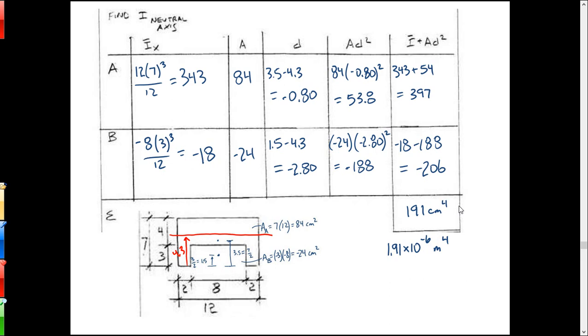And then you got the rectangular cutout, so that's all negative there. The BH cubed over 12 is negative. The area is negative. Even the distance is, but again, that doesn't really matter. When you square that distance, it comes out positive, but you still got the negative area. That'll make that term negative. So that's negative 188 when you take AD squared. And so negative 18 minus 188, negative 206. And then you just add them up. So that's how you could do one of these for subtraction. Find the area of the entire thing and then subtract out the cutout.